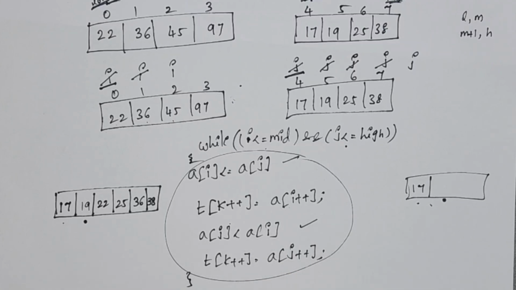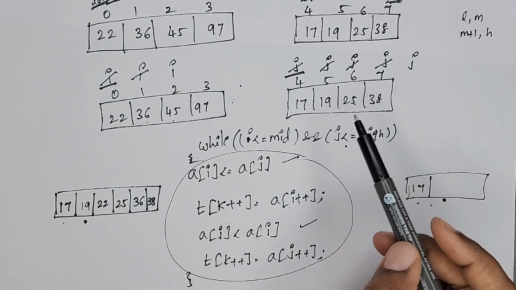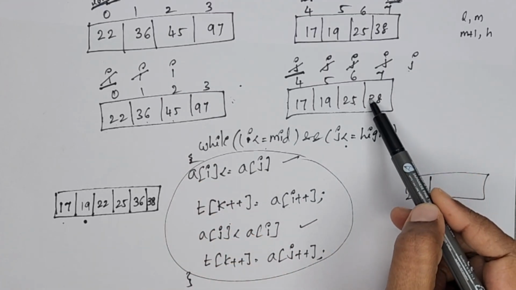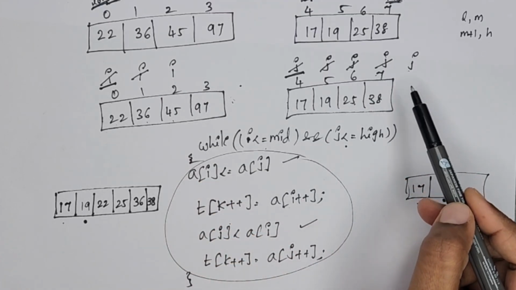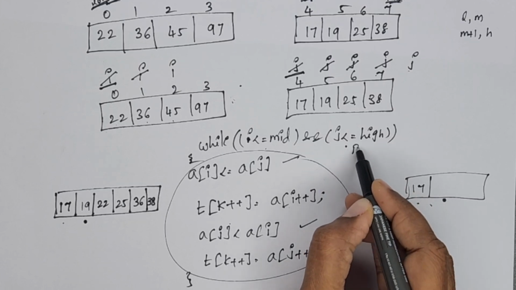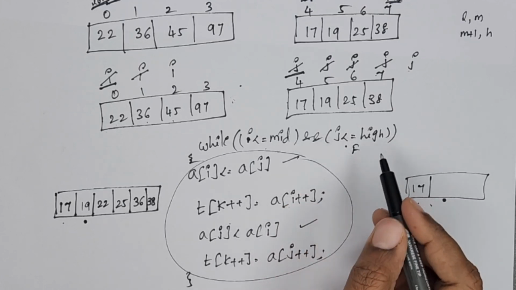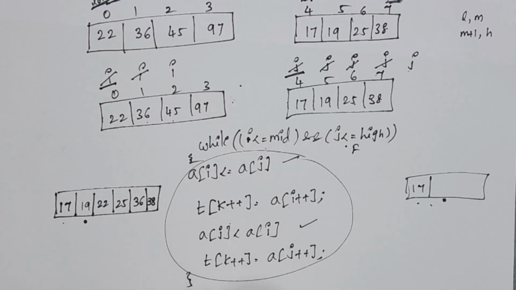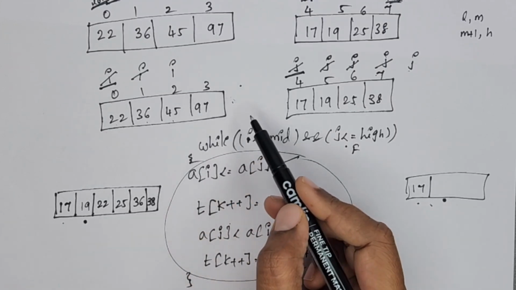Otherwise, we cannot compare. See, coming to this example, now is I less than or equal to mid? Yes. Is J less than or equal to high? No. Now J is greater than high, so this becomes false. If one is true and one is false, the total condition becomes false. Simply it will exit from the while. So now we have to copy the remaining elements.